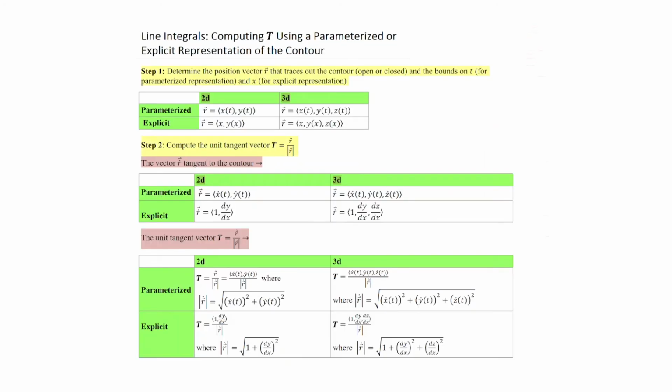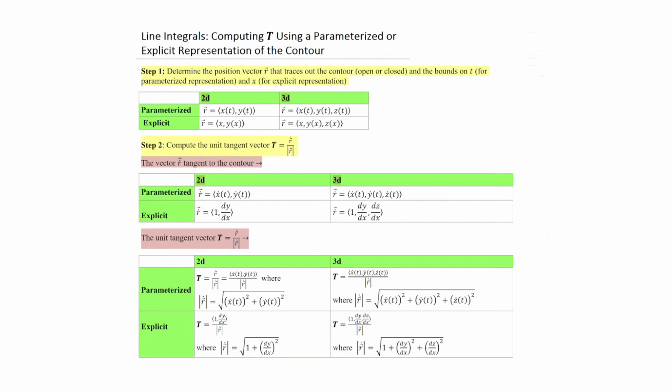So now we've got specific values to deal with. So we're going to do computations of line integrals, computing them using either what we call a parametrized or explicit representation of the contour. And so the first step is to determine the position vector r that traces out the contour, open or closed, and the bounds on the variable t for what we call parametrized representation, and x for explicit representation. We'll explain what that means shortly.